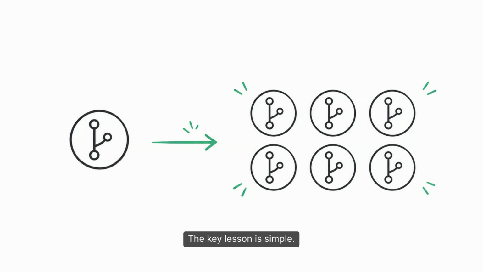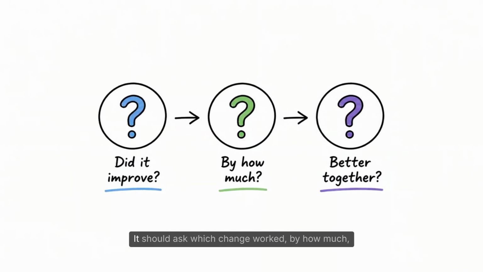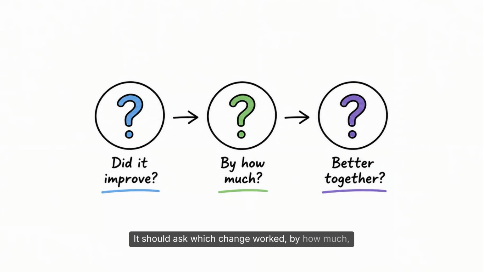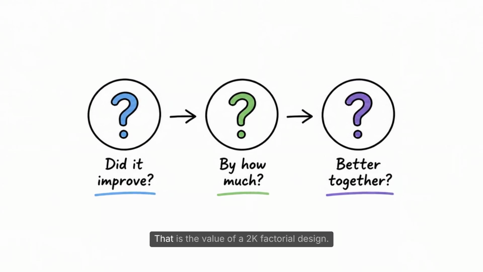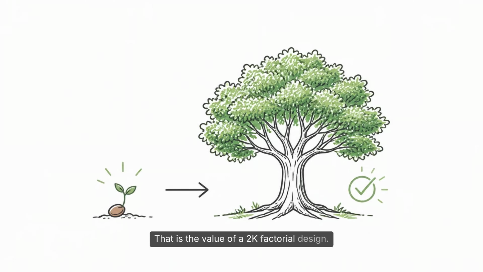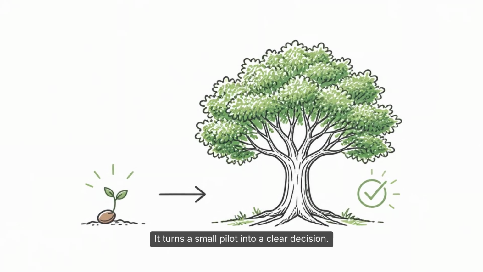The key lesson is simple. A pilot should not just ask, did something improve? It should ask which change worked, by how much, and whether the changes work better together. That is the value of a 2K factorial design. It turns a small pilot into a clear decision.